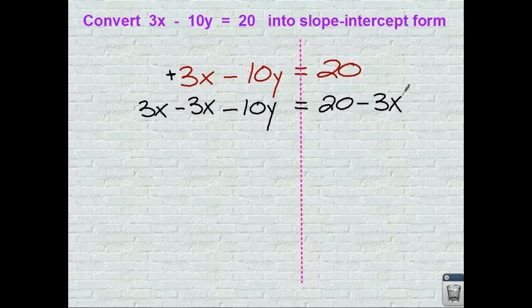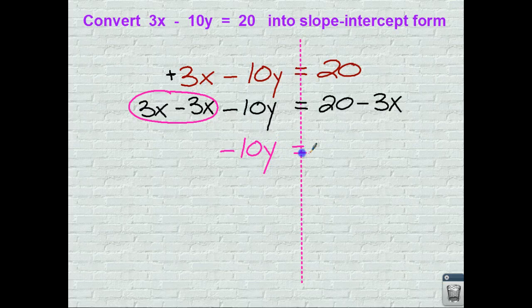So let's continue here. 3x minus 3x is 0x. That's exactly what I wanted to have happen. I wanted to eliminate that x value from the left. And now I have negative 10y equaling this 20 minus 3x.